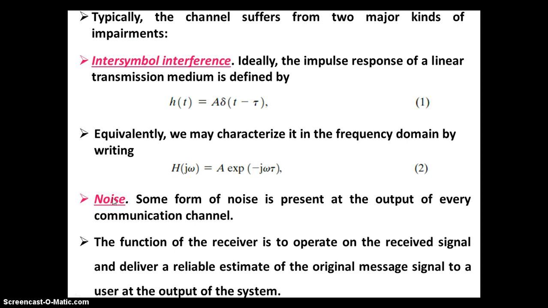Some form of noise is present at the output of every communication channel. The noise can be internal to the system, as in the case of thermal noise generated by an amplifier at the front end of the receiver, or external to the system due to interfering signals originating from other sources. Internal noise, for example thermal noise, is generated due to the agitation of electrons, and it may also be external noise. Different types of external noises are there.